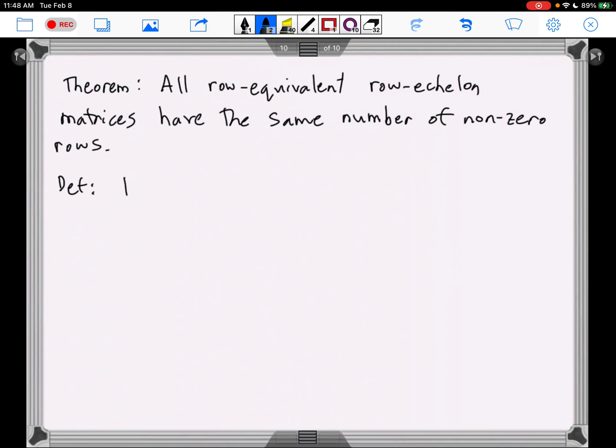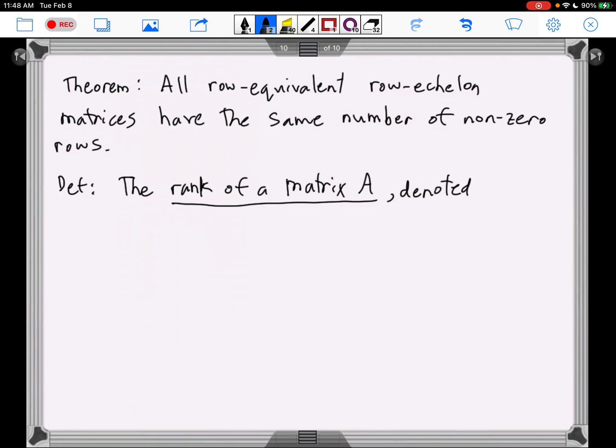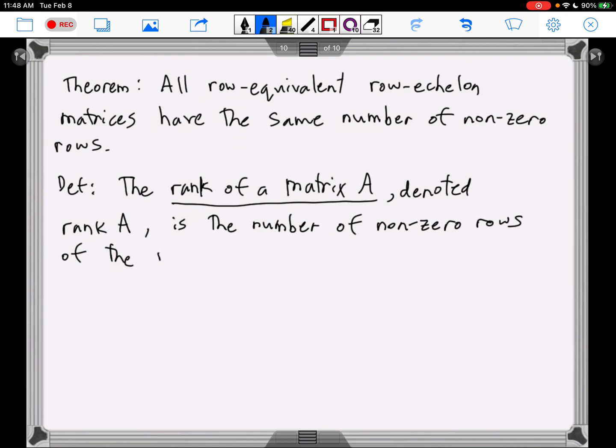Because all row-equivalent row-echelon matrices have the same number of non-zero rows, we give that number a name. So, definition. The rank of a matrix A, denoted rank of A, is the number of non-zero rows of the row echelon form of A.